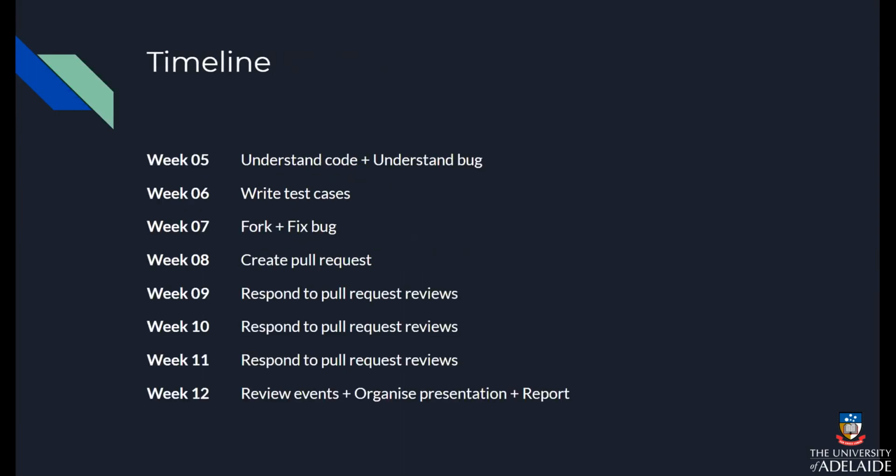The timeline that we expect to be doing this is this week we want to be understanding the code and the bug. The following week we'll be writing our test cases. We hope to fix the bug by week 7, and on week 8 have our pull request in and ready for review, and the following few weeks be responding to any issues that may arise on our pull request, following up on the final week of a review.